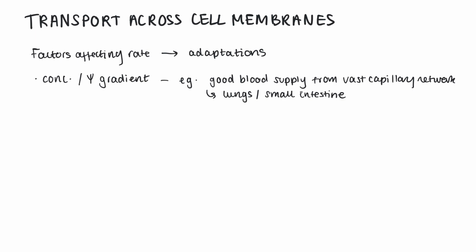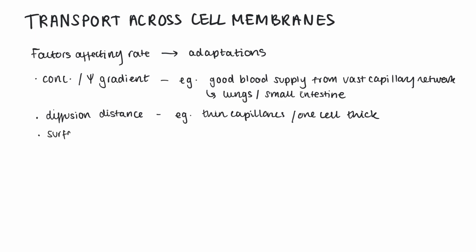So, for example, we have thin capillaries, which are often an exchange surface. These are 1 cell thick. Another thing is the surface area. A high surface area increases the rate of any sort of transport. For example, the microvilli, the extensions of the epithelial cells, create a high surface area.